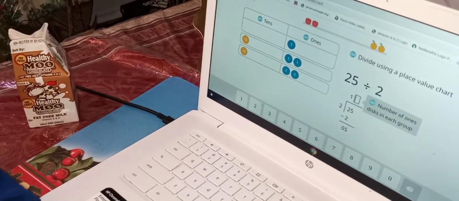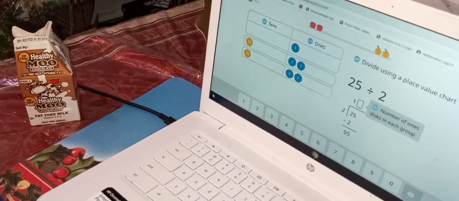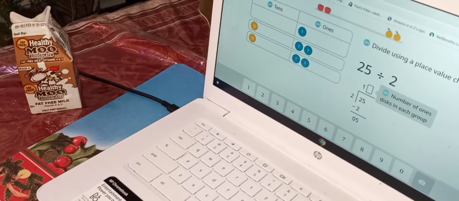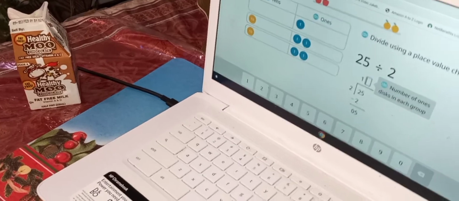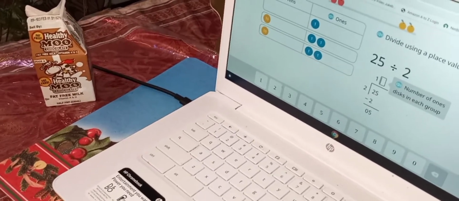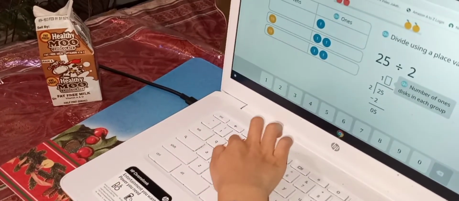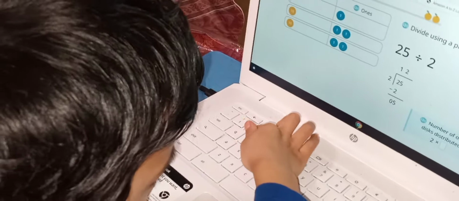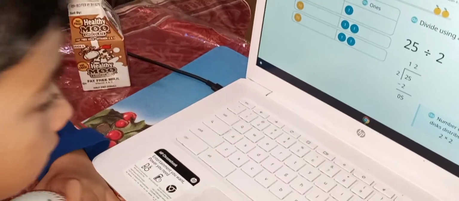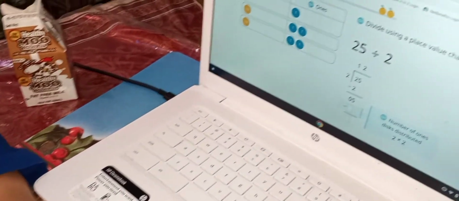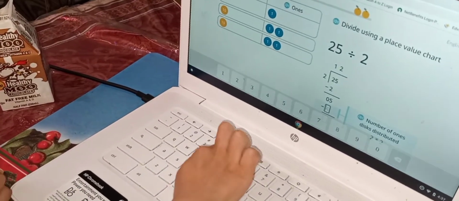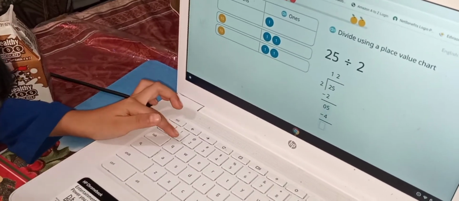What do you divide? 5 divided by 2. How many 2s can you make out of 5? 2. All right. Now you multiply to check your answer. 2 times 2 equals 4. All right. Now you subtract 5 minus 4.